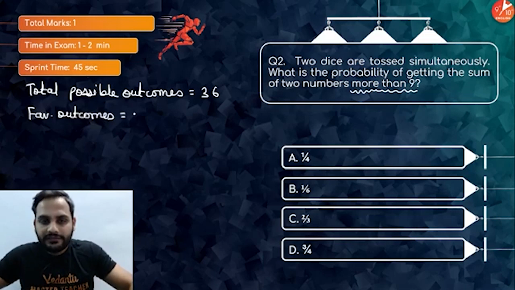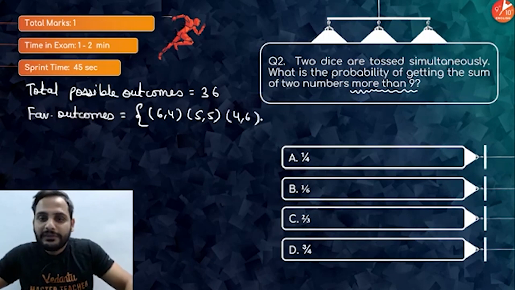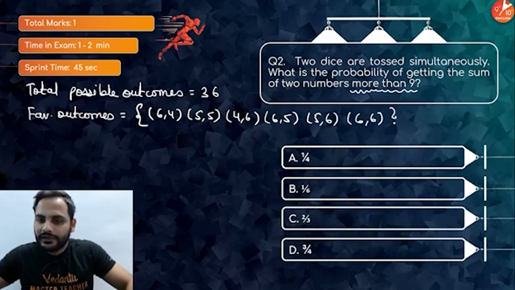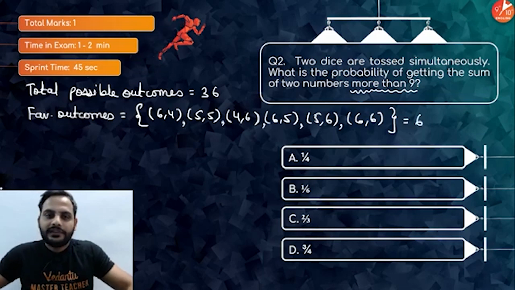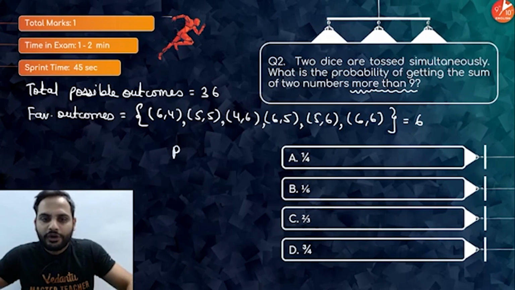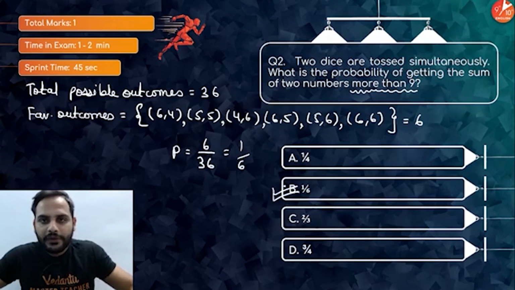So more than 9: the sum will be 10 in (6,4), (5,5) and (4,6). The sum will be 11 in (6,5) and (5,6), and the sum will be 12 in (6,6). The sum cannot be more than 12. So total how many cases do we have, guys? 1, 2, 3, 4, 5 and 6. 6 favorable outcomes. So the probability will be 6 upon 36, which is equal to 1 upon 6. Option B will be your correct answer.